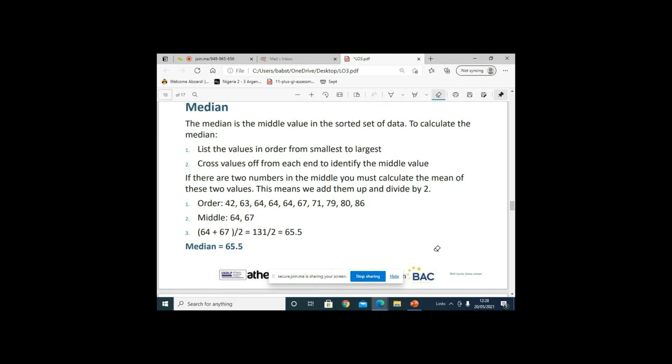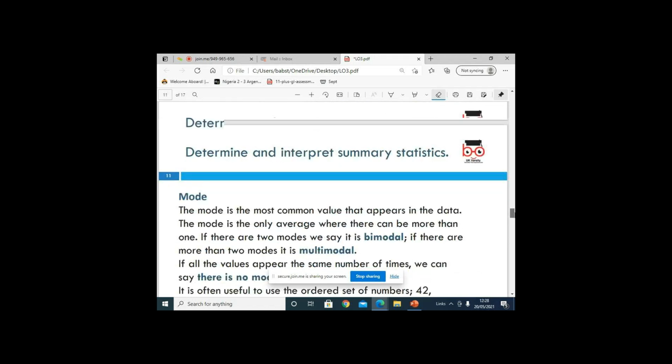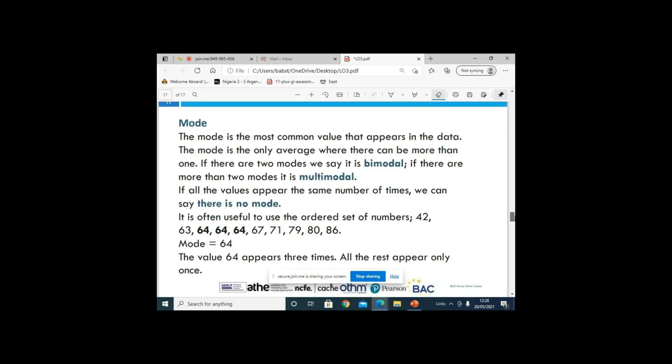Okay. We will still do some questions about it. The other one is called mode. Mode is the highest occurring value. The mode is the most common value that appears in the data. The mode is the only average where there can be more than one. So if there are 2 modes, we say it is bimodal.